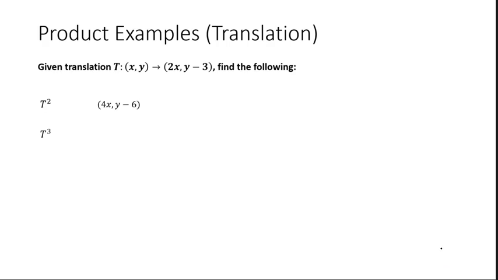Now what if you were given T to the third power? So T to the third power would be the same concept. So you take the 4x and y - 6, and this would be found by plugging into this. So in place of x, this 4x, you plug into this part. So we have 2 times 4x, which would give you 8x. And then the y - 6 goes in here for y. We have y - 6 - 3, which gives you y - 9. So your location of T cubed would be (8x, y - 9).